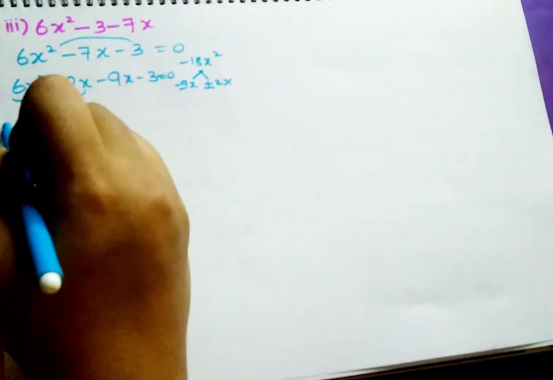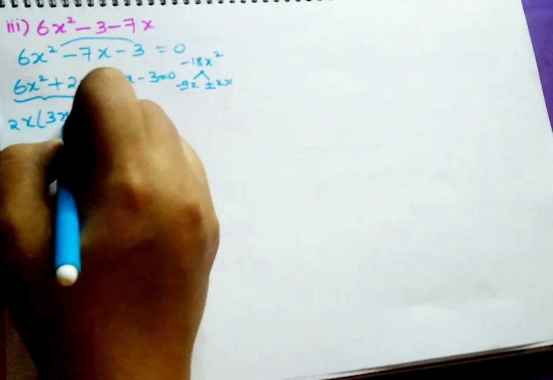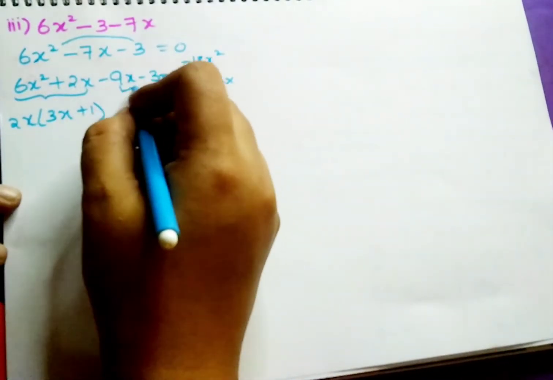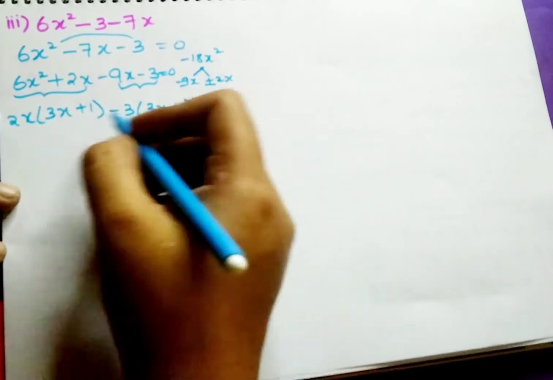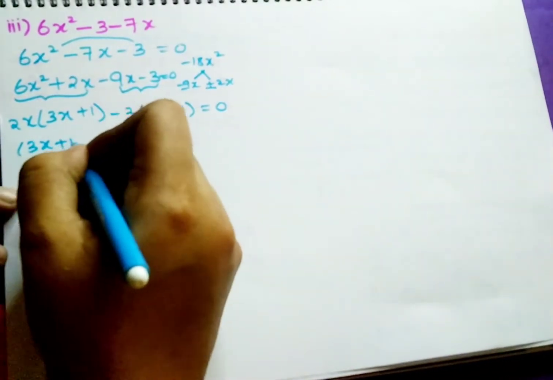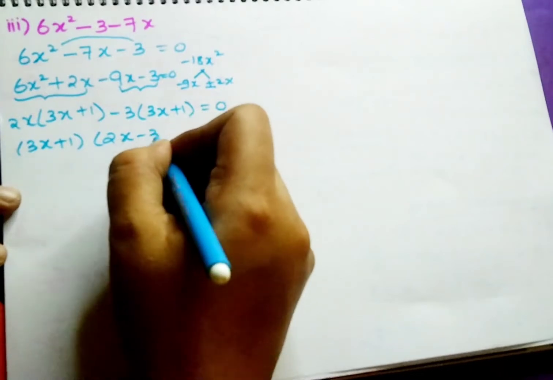So we can take 2x as common, then that will be 3x plus 1, and we can take minus 3 as common, so that will be 3x plus 1, and taking 3x plus 1 as common, we have 2x minus 3 remaining.